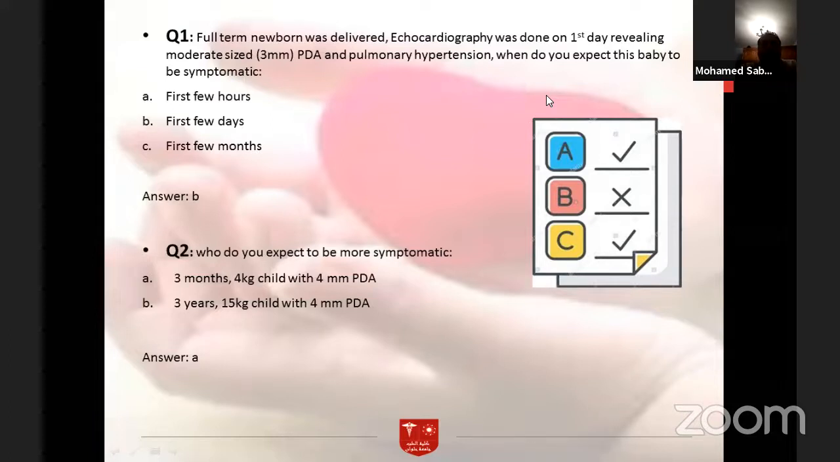Dr. Khaled? Thank you so much, Dr. Mohamed. As you mentioned exactly, and I think the message is clear now, the size is not the only factor that we should depend on. We should assess every single point regarding the hemodynamic effect of the PDA, the size and weight of the baby, and a lot of other things.